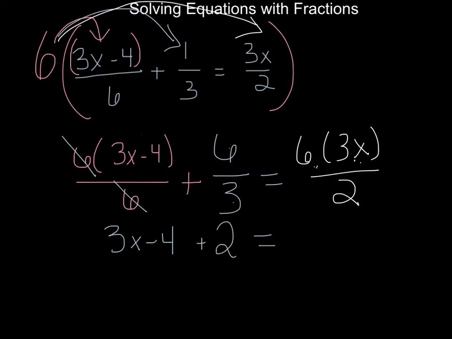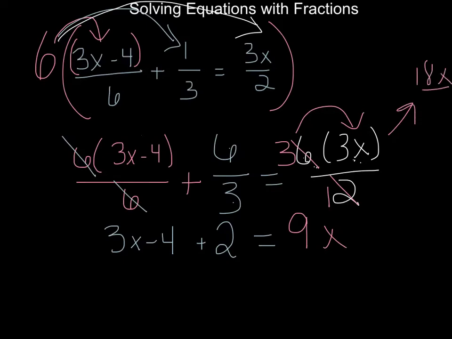And in this last term here, I can see, again, 6 is divisible by 2. If you divide them both by 2, you get 3 over 1. So instead I'm left with 3 times 3x over 1, or 9x. Now, just as a side note here, you could have multiplied 6 times 3x and gotten 18x, and then divided that by 2, but you'd still end up with 9x as your simplified term.